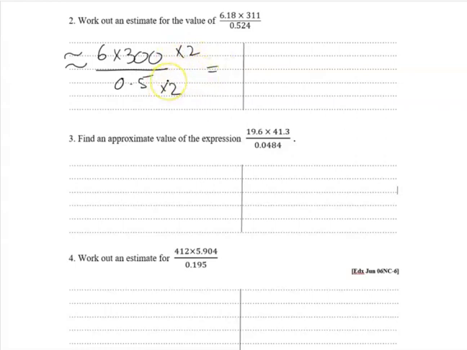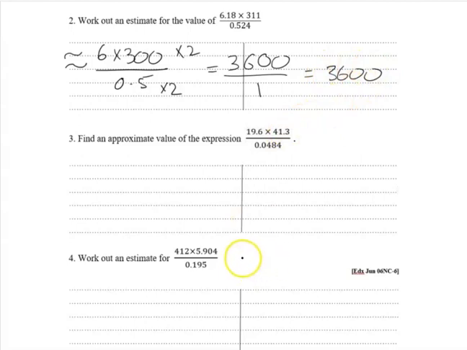Now here, you don't multiply each individual number. You don't times the 6 and the 300 by 2. You would multiply the outcome of 6 times 300 by 2. So 6 times 3 is 18, then times it by 2, 36. Put the 2 zeros, 3,600. Now 0.5 times 2 is 1, and anything over 1, of course, doesn't change. So we're going to have 3,600 as our solution.